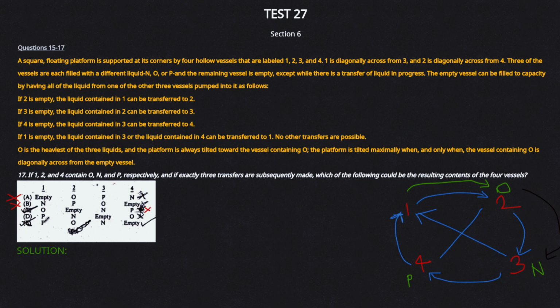At D, we have P at number 1, N at number 2. No, N cannot be at number 2. And then we don't have an empty space at number 4. So D is a cross out as well. So we're only left with one option, which is option E, and it has P at number 1. It will have P at number 1 if we move it from here to here, the last shift. So P at number 1, we have O at number 2, we have N at number 3, and then number 4 is empty. So yeah, option E is the correct one.